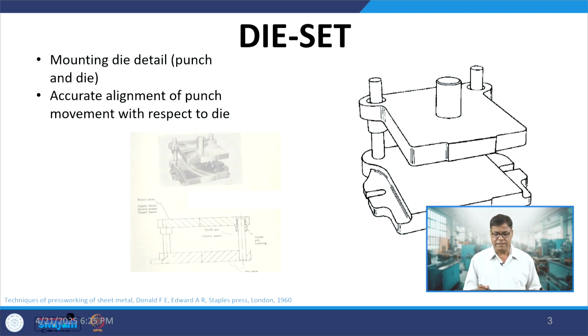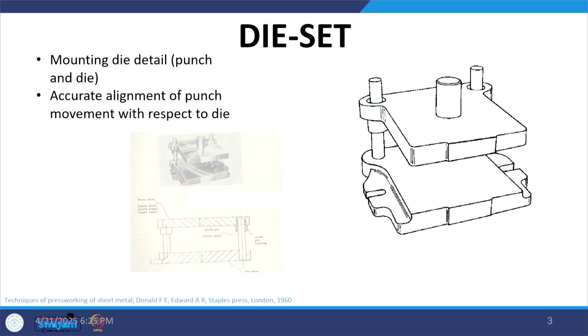As far as the die set is concerned, it basically has two parts. One is the punch shoe, which is the top part, and there is a die shoe, the bottom part. Through the punch shoe, force is applied onto the punch, and the die shoe supports the die. So, the punch and die are placed in between the punch shoe and die shoe. Then there are pillars or rods which ensure the movement of the punch with respect to the die in a particular alignment. That is facilitated by the die set. So, the punch and die are mounted in the die set.